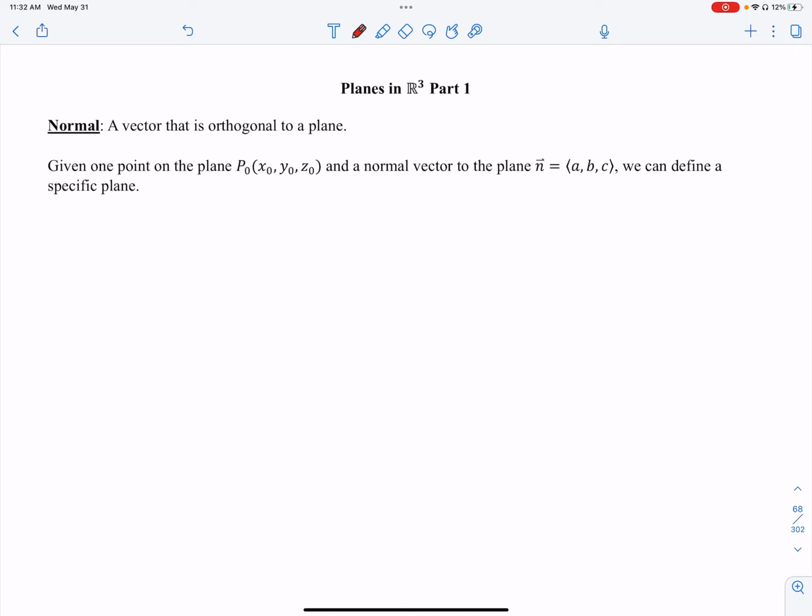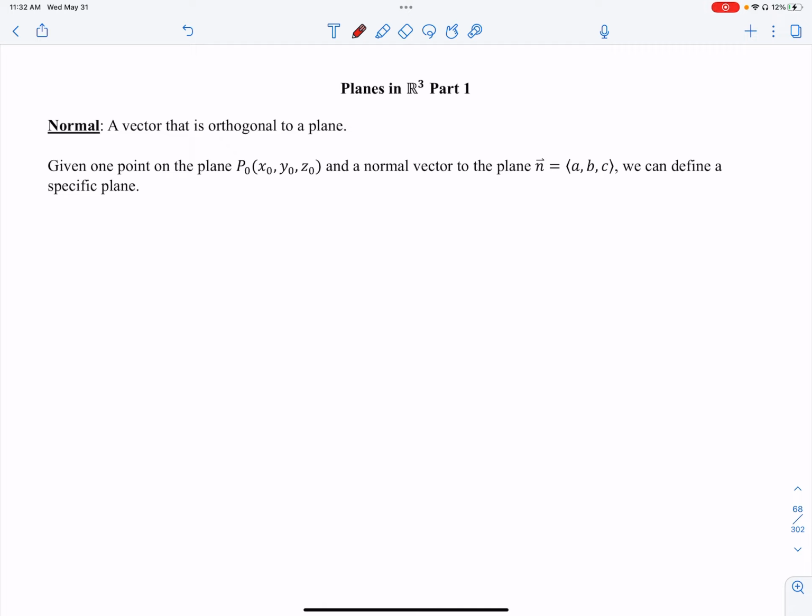A normal is another word for a vector that is orthogonal to a plane. So a vector is orthogonal to another vector, but a vector is normal to a plane. Two different definitions you can interchange. We typically just call them normals. Okay, so a normal is a vector that is orthogonal.